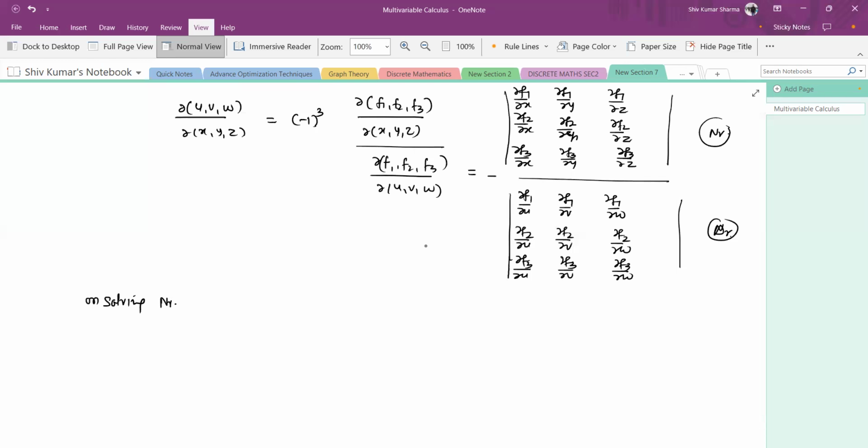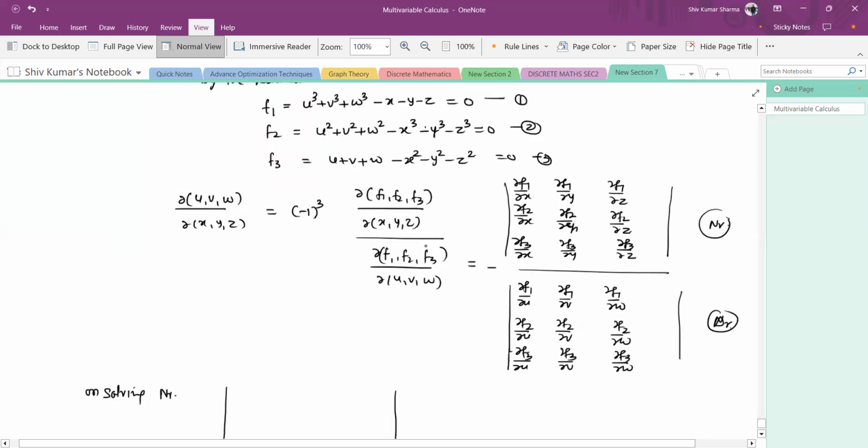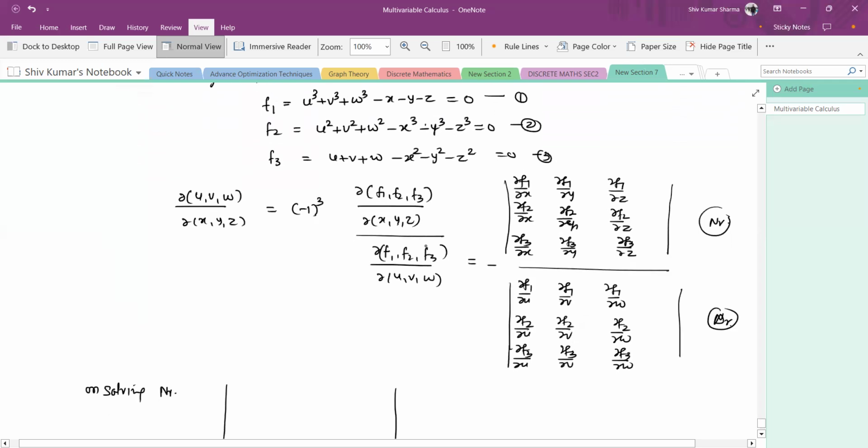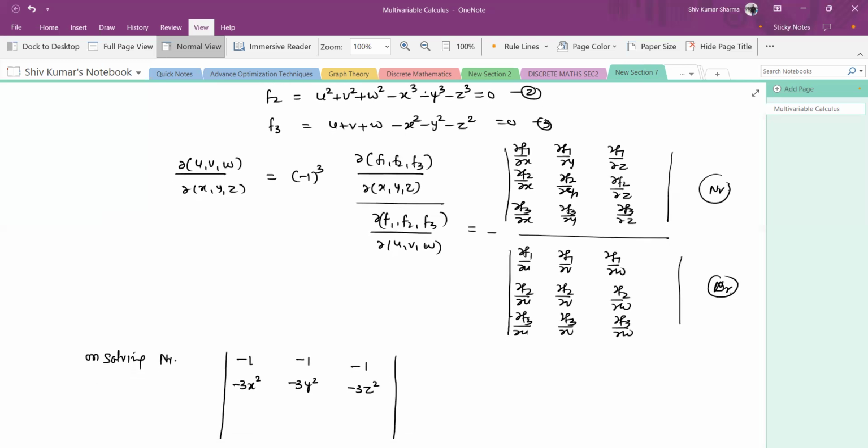When we solve the numerator part, del f1 upon del x gives us minus 1. Del f1 upon del y also minus 1, del f1 upon del z also minus 1. Second row, del f2 upon del x gives us minus 3x square, del f2 upon del y minus 3y square, derivative of y cube, del f2 upon del z minus 3z square. And third row, del f3 upon del x gives us minus 2x, minus 2y, and minus 2z.